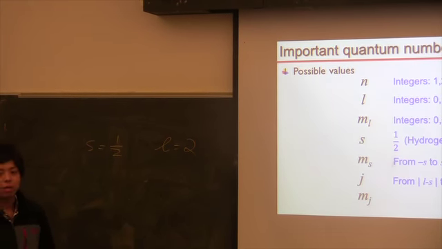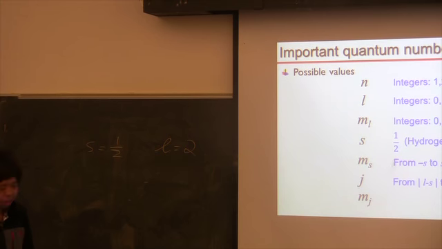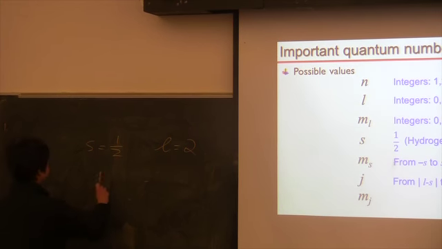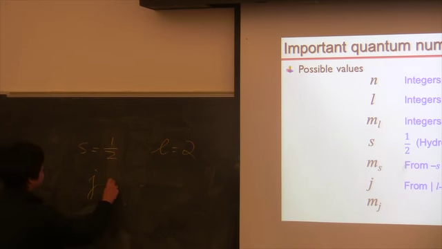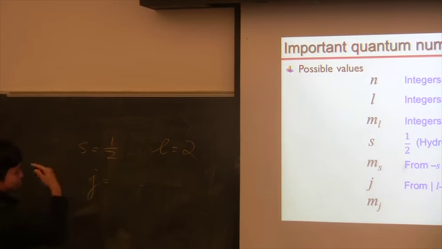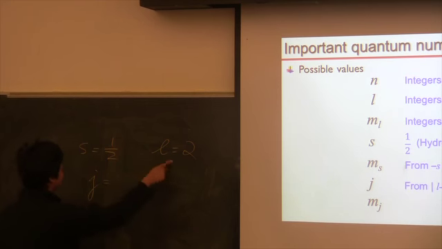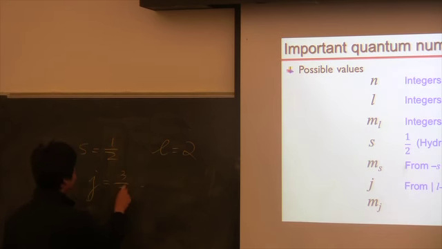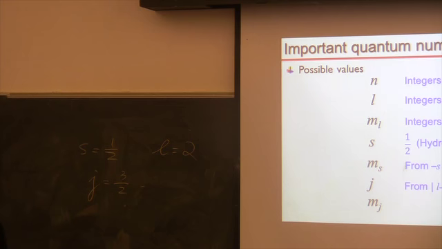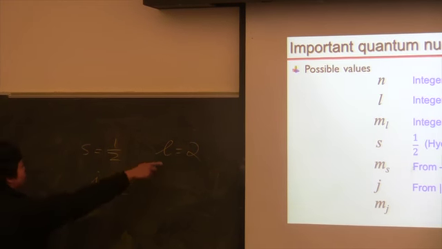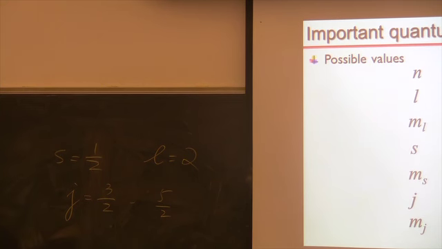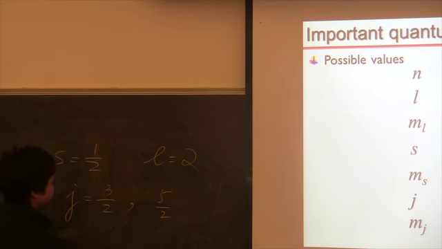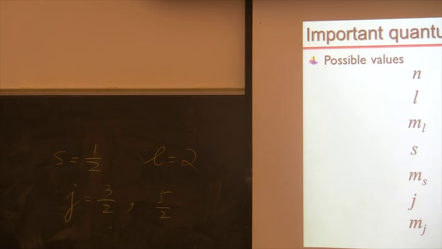S, P, D is 0, 1, 2, so it's a D orbital, right? The possible values for J start from L minus S, always taking the positive value. So 2 minus 1/2 is 3.5, right? The next one is 2 plus 1/2, which is 5.5. With an interval of 1, it's just 3.5 and 5.5. So just two values.